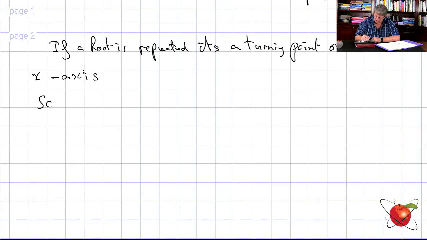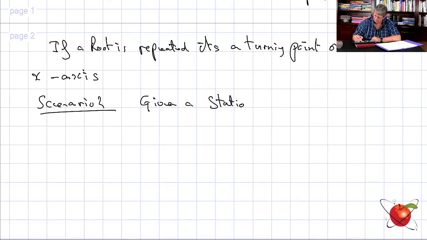Or scenario 2. What is scenario 2? You are given a stationary point and another point.